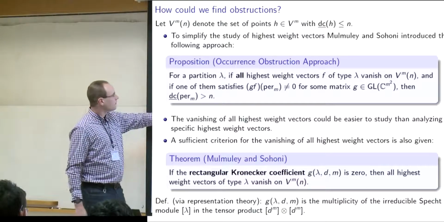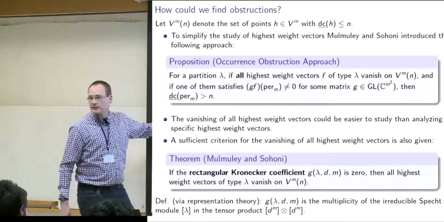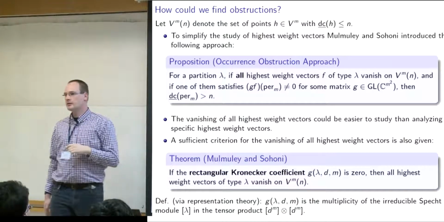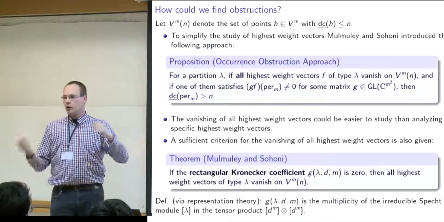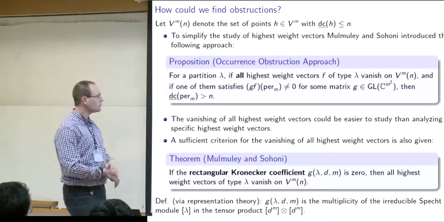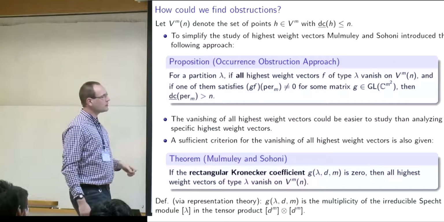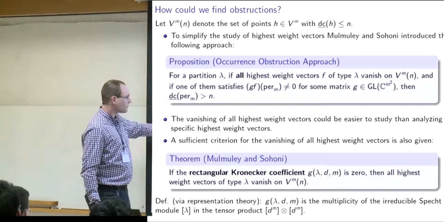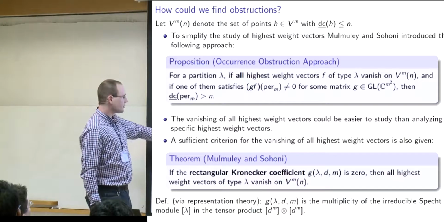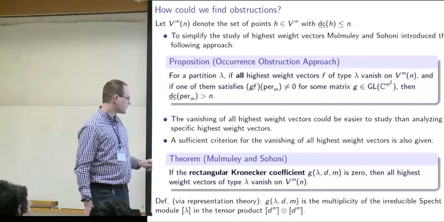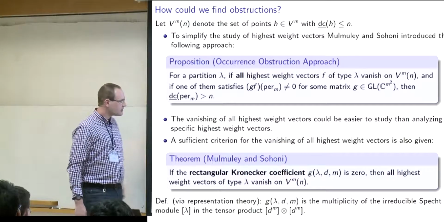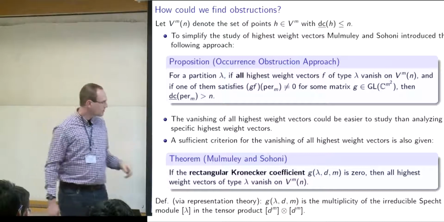So in particular, the approach does not even touch highest weight vectors, but only looks at the type. And then you can say a lot about what all highest weight vectors do. You don't have to look at them, because the highest weight vectors also get quite complicated at some point. And they even gave a sufficient criterion for the vanishing of all highest weight vectors. And the criterion is a vanishing of the rectangular Kronecker coefficient.